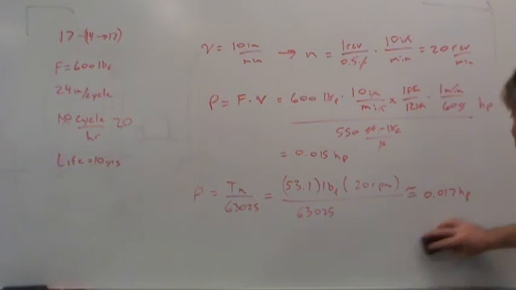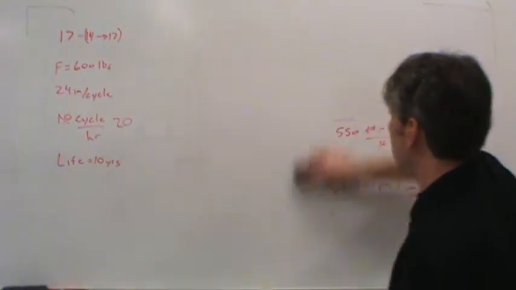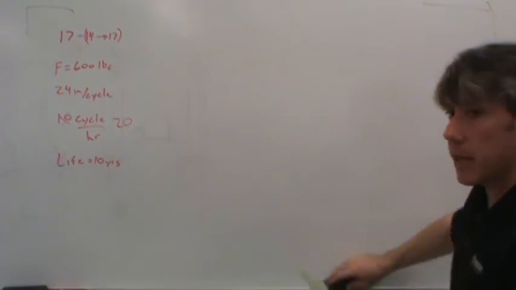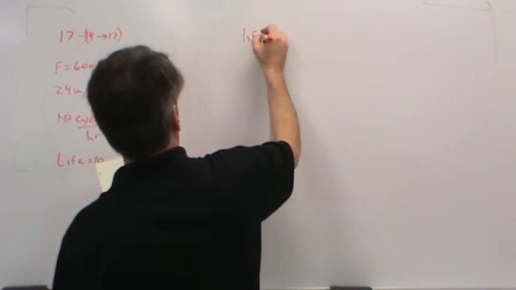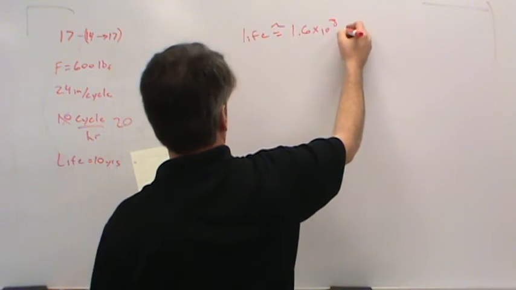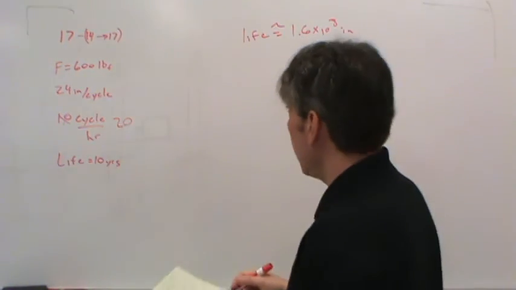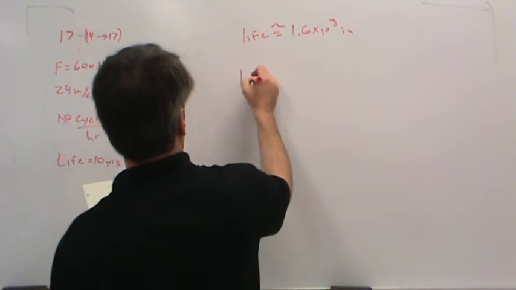You see that? It looks like 1.5, but remember this is a log plot, so you have to take that into account as well. Okay? So I said the travel life will be about 1.6 times 10 to the 8th, and that is in units of inches.